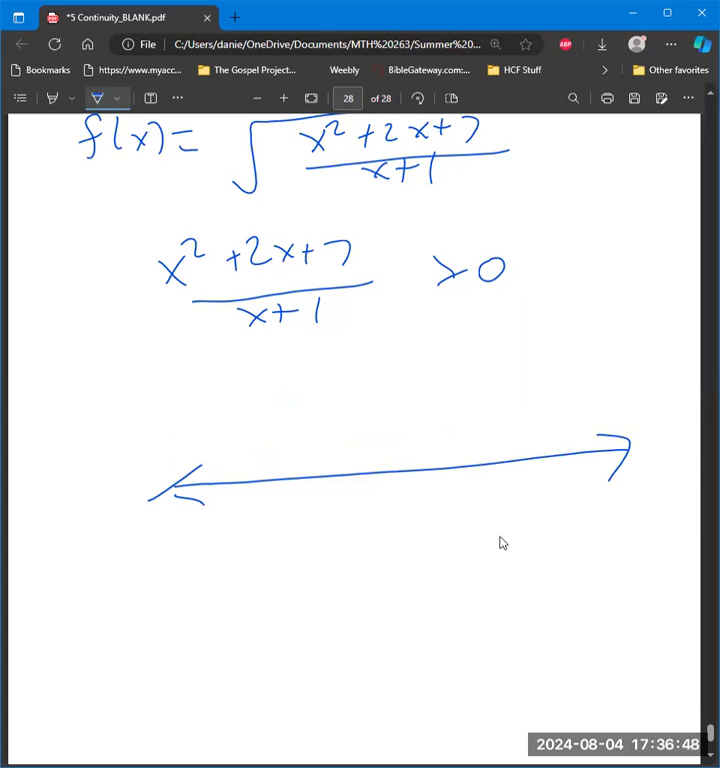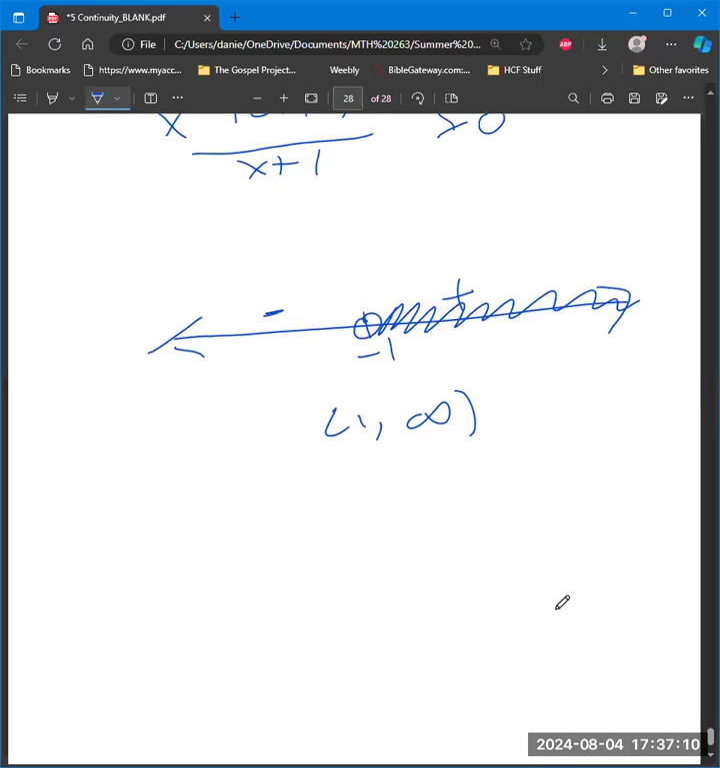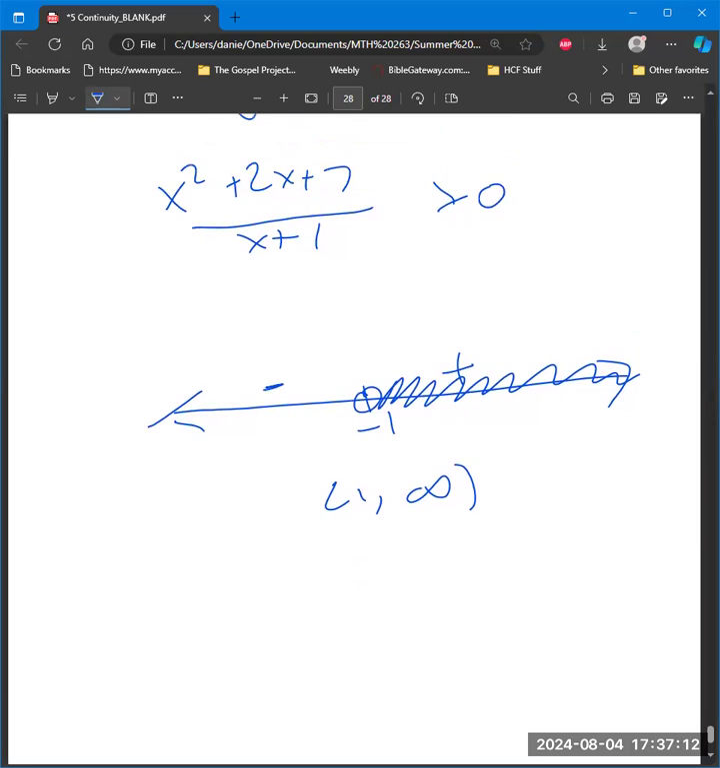And that's going to be -1. And when we're to the left of that, this is going to be negative. And when we're to the right, it's going to be positive. And greater than 0, we want positive. Positive over positive is positive. It's not going to be defined at x equals -1. So my domain and the interval over which it's continuous is going to be -1 to infinity.